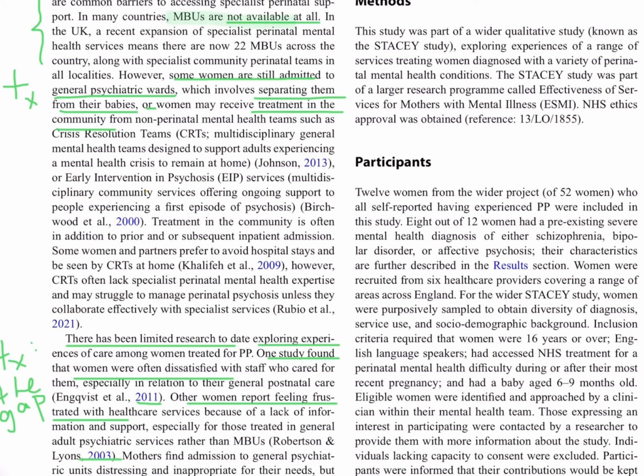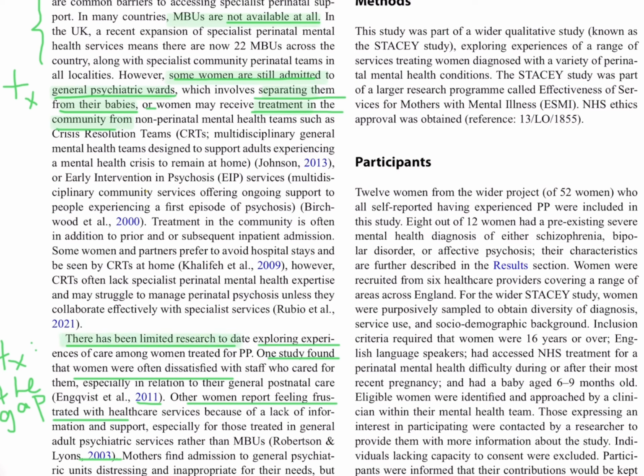So these MBUs are not available everywhere, and also about the treatment, some women are admitted to psychiatric wards without their babies, or they're treated in the community. So we're getting more information about treatment, and you can see the citations. The researchers move from the general treatment related information, related studies, to the gap.